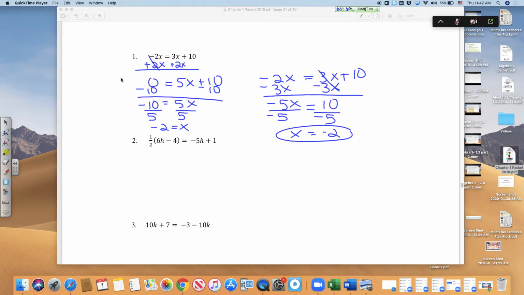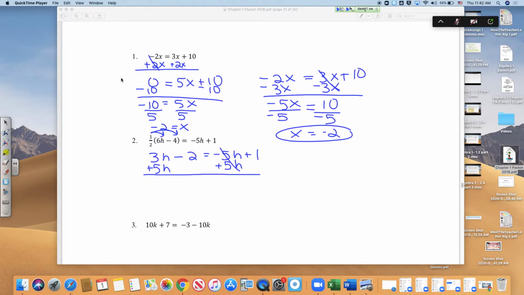Number 2, the first thing I would have to do here in number 2 is distribute. So I'm going to multiply 1/2 by the things on the inside. 1/2 times 6h is 3h, minus 1/2 times 4 is 2. Rewriting the rest of my equation, I have 3h minus 2 equals negative 5h plus 1. I prefer to have a positive number of variables, so I'm going to take this negative 5h and add 5h so I can move them all to the left and have a positive number.